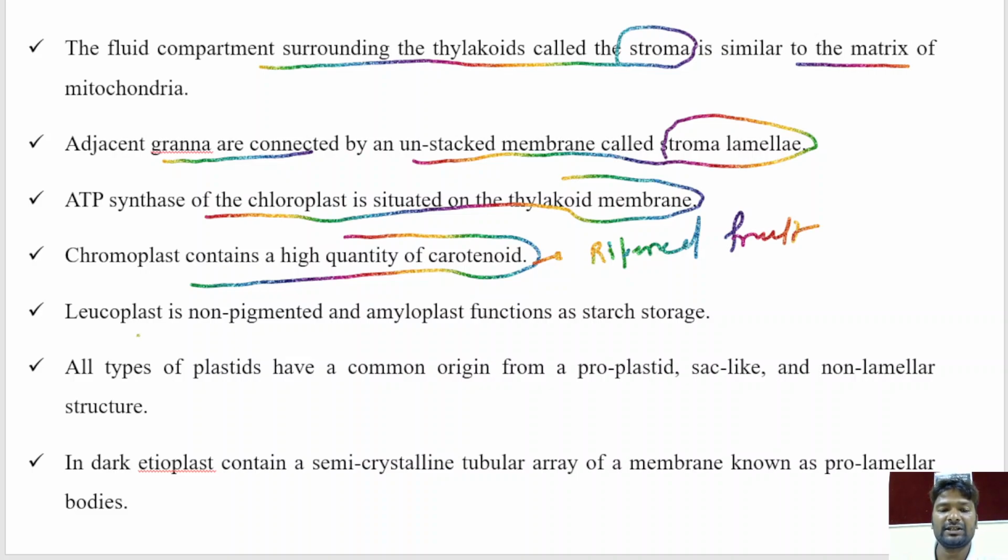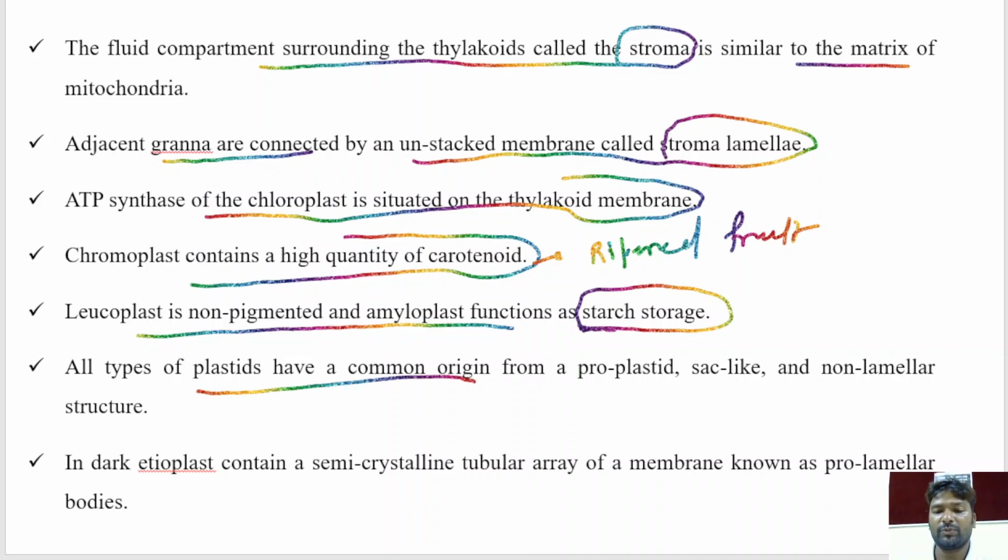Leucoplast is a non-pigmented plastid, and amyloplast functions as starch storage during harvesting. All types of plastid have a common origin from the proplastid, a sac-like and non-laminar structure. In the dark, the reticulum contains a semi-crystalline tubular array of membranes known as prolamellar bodies.